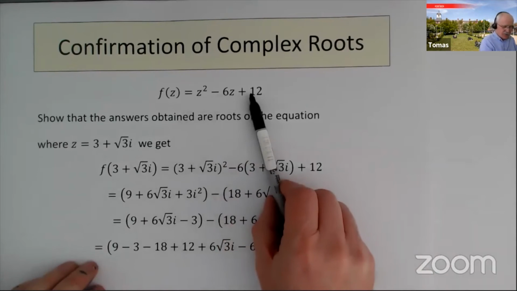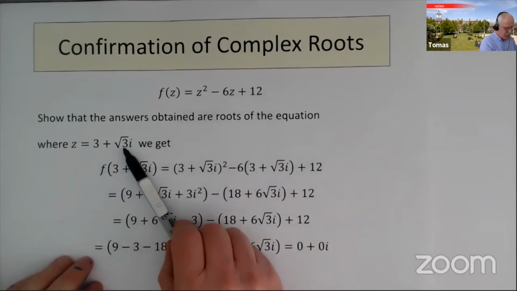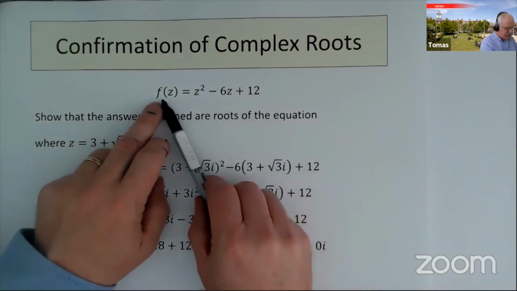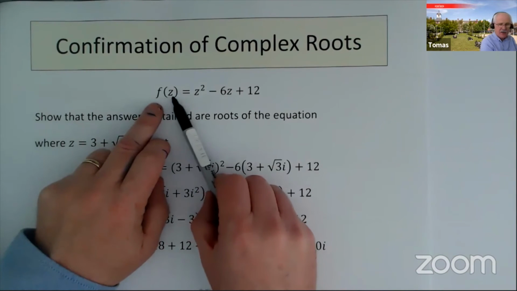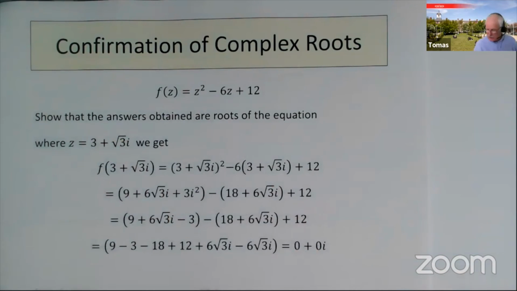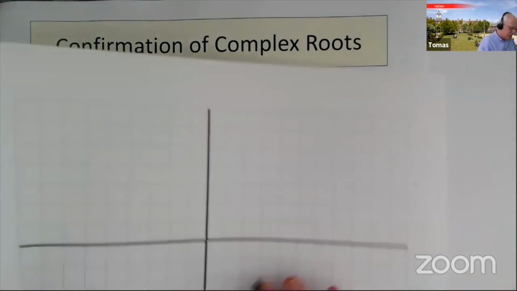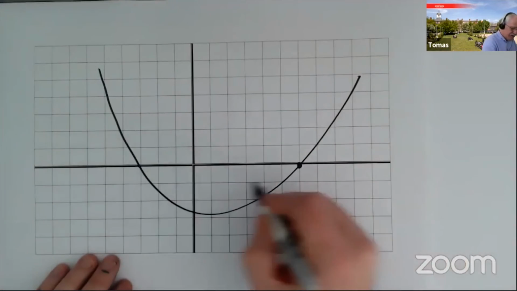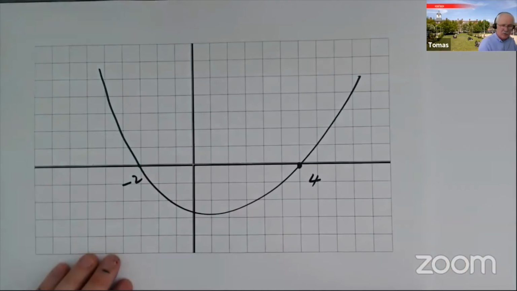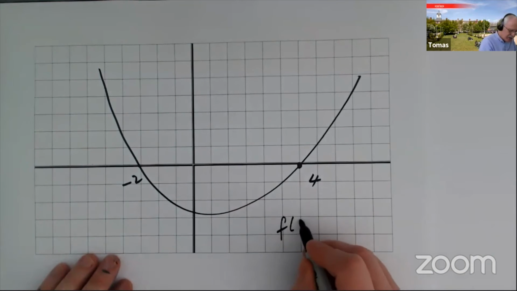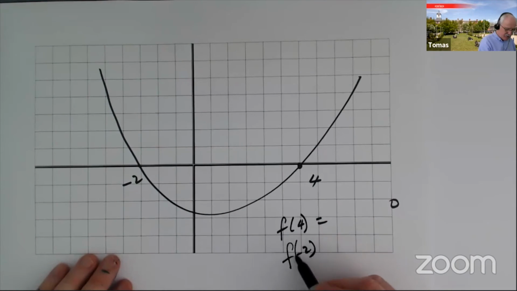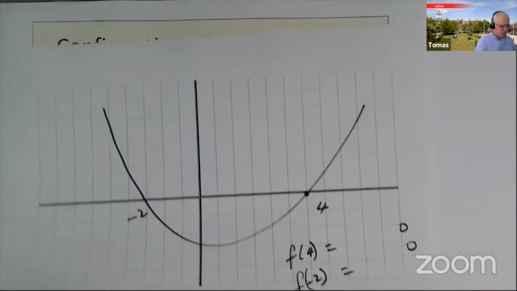So let's look at the complex numbers. We say we get the roots 3 plus root 3i, and it says put the answer back in. So I'm going to say, what is the value when I put in f of that? You might remember much earlier when we solved a quadratic, something like this, where I think it crossed at 4 and at minus 2. We said when we put in f of 4, we ended up with 0. When we put in f of minus 2, we ended up with 0.